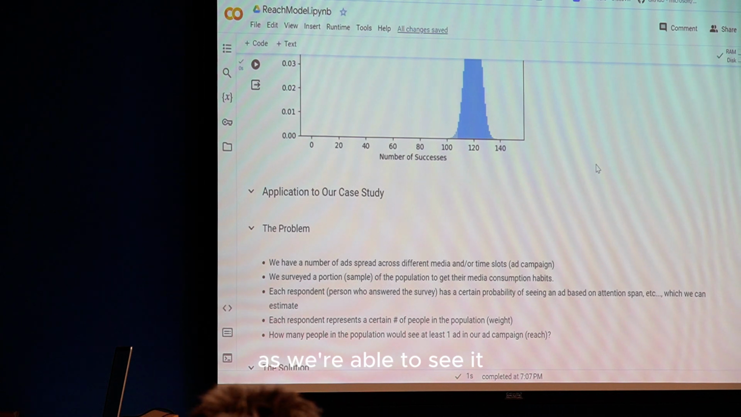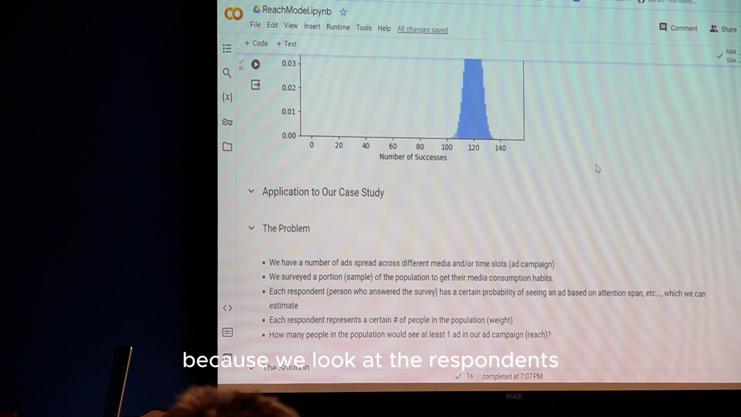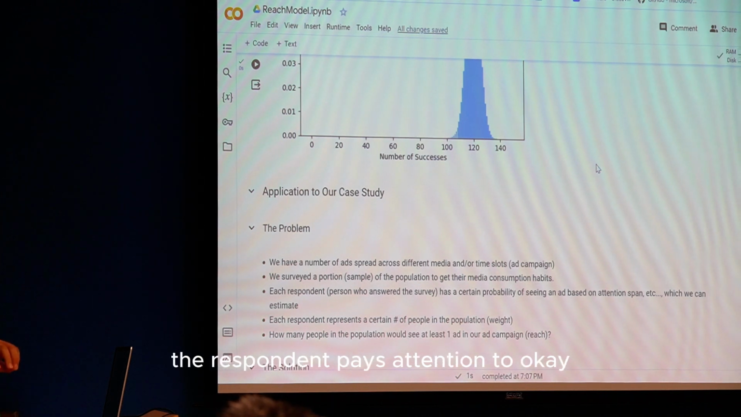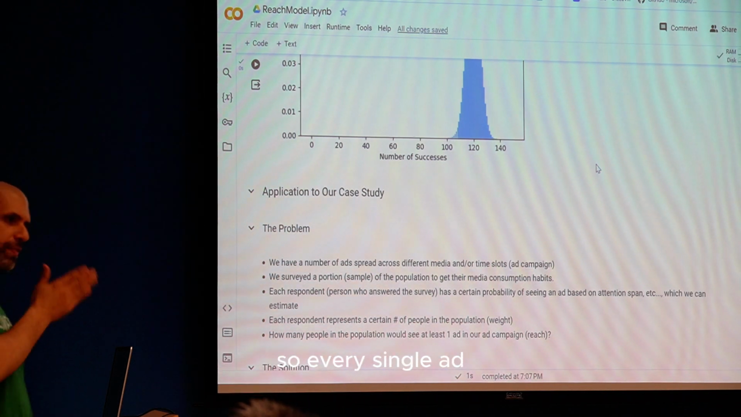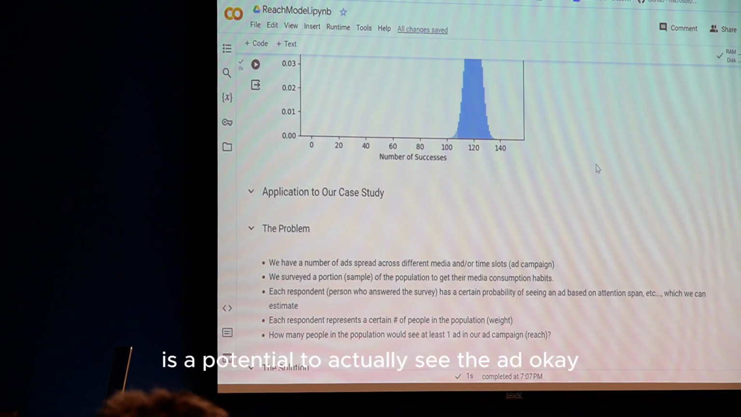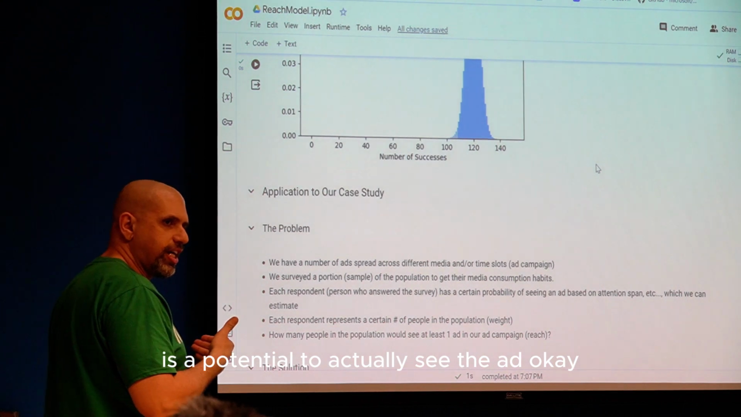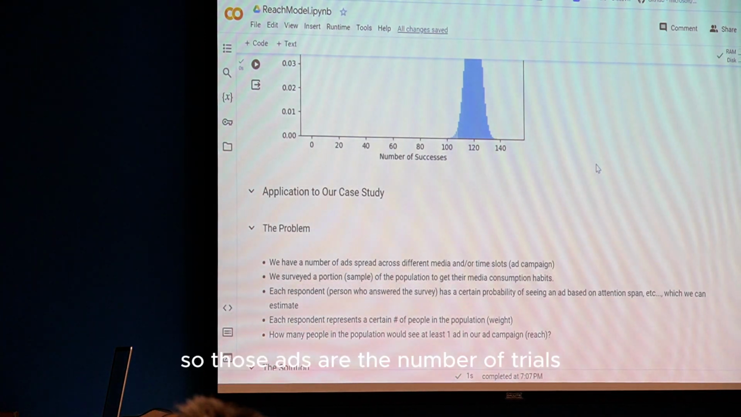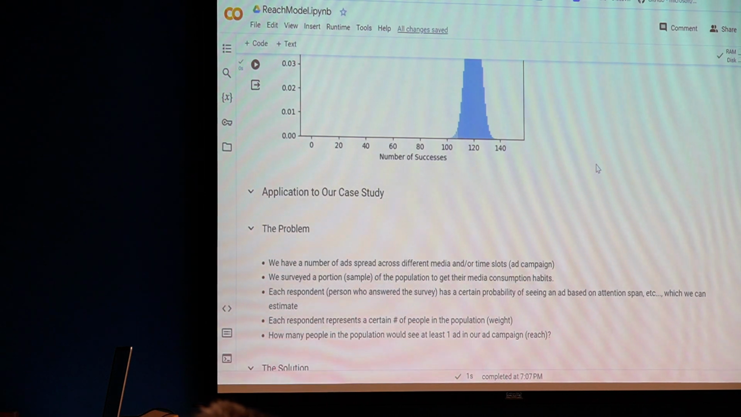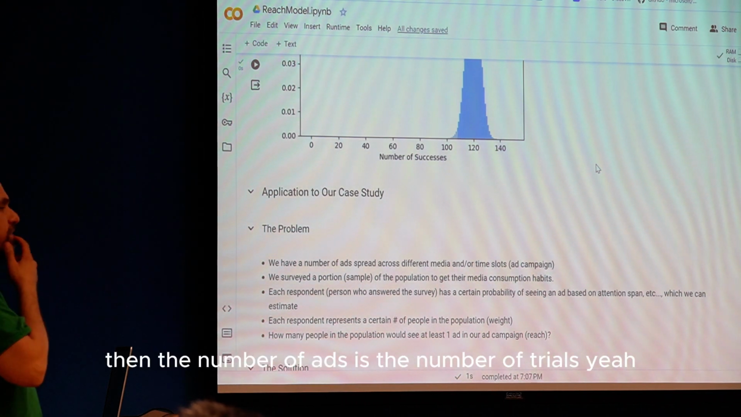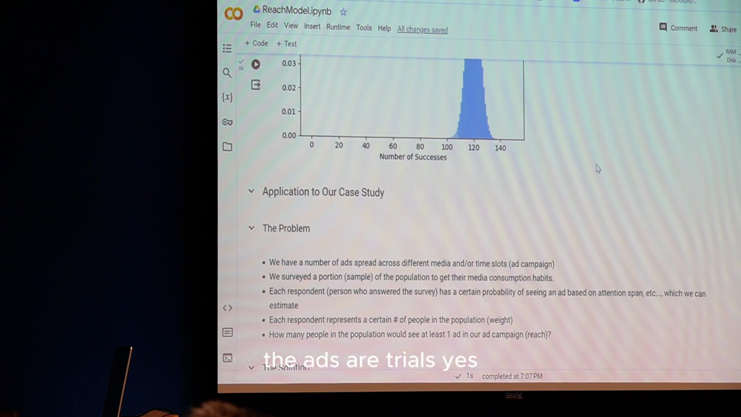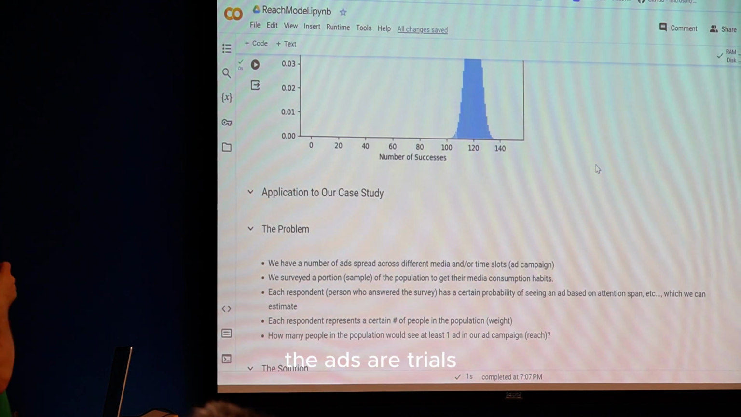We can simulate this with a binomial distribution because we look at the respondents and all of the ads on the media each respondent pays attention to. Every ad during the media time the respondent pays attention to is a potential chance to actually see the ad. So those ads are the number of trials. The number of ads across the media the respondent pays attention to is the number of trials. The ads are trials.